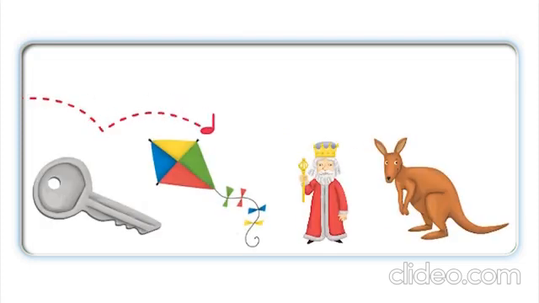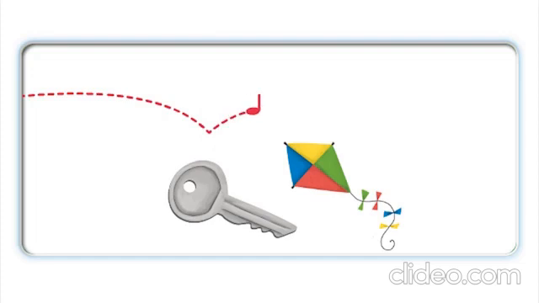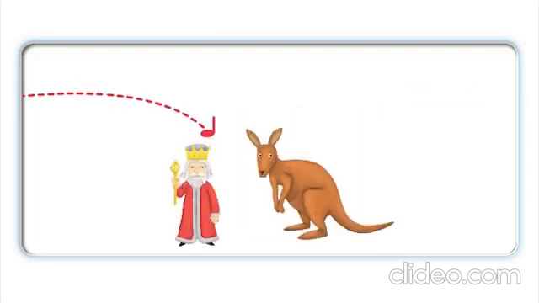Key, kite, king, kangaroo. This is a key. This is a kite. This is a king. This is a kangaroo.